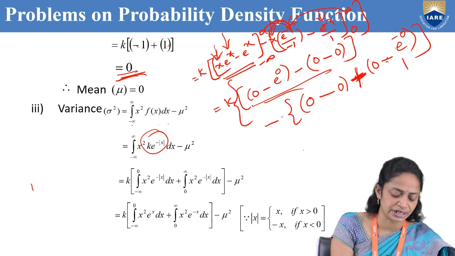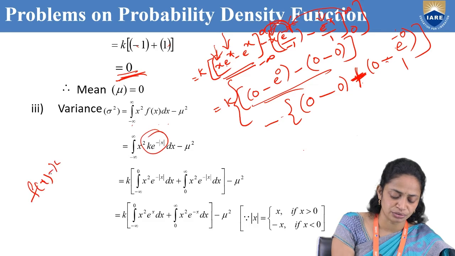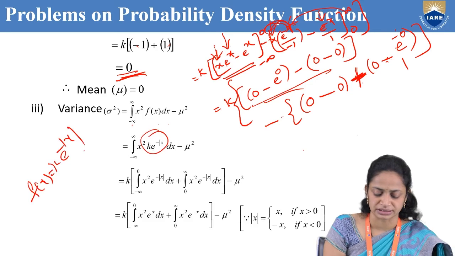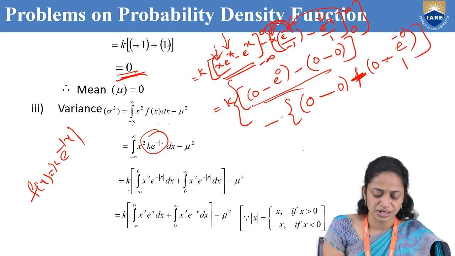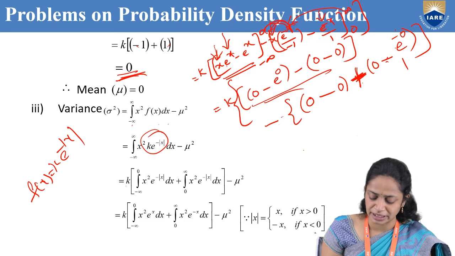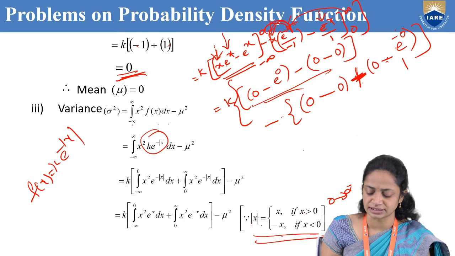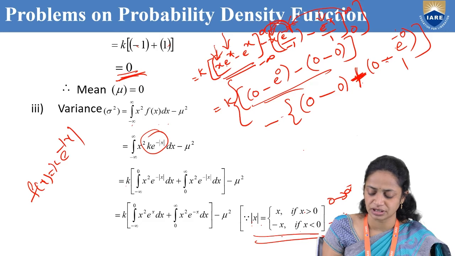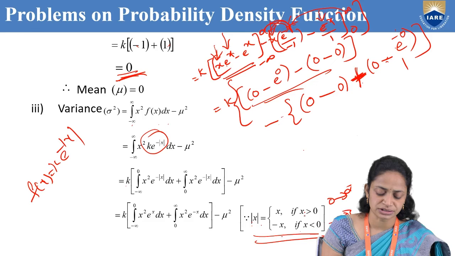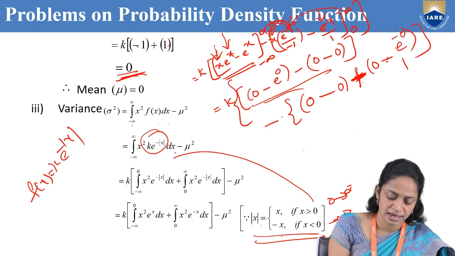K into, we know that f of x equal to k into e power minus modulus of x. Okay. So minus mu square. So k into, now I am splitting the limits because of this one. So modulus of x equal to x, where x greater than 0. That means 0 to infinity. So modulus of x equal to minus x, where x less than 0. That is minus infinity to 0. Okay. So for this I am splitting the limits.